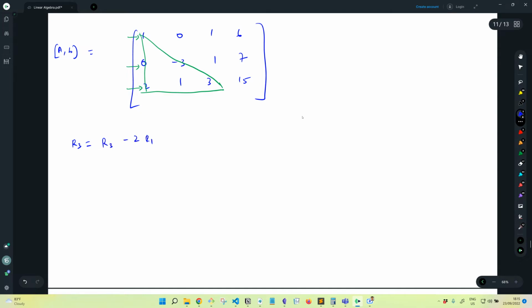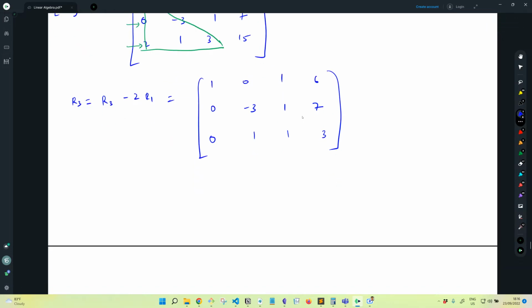Can somebody suggest an operation? R3 equals R3 minus 2 R1. Very good. This will give me 1 0 1 6, 0 minus 3 1 7, and 2 minus 2 will be 0, 1 minus 0 will be 1, 3 minus 2 will be 1, 15 minus 12 will be 3. Right? Now we'll go to second entry of second column. Can somebody suggest an operation?